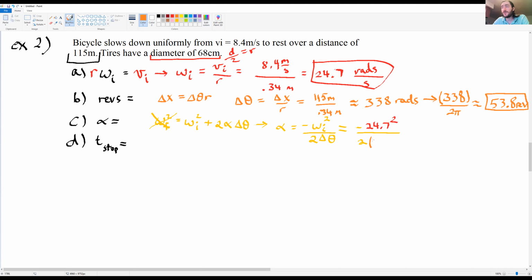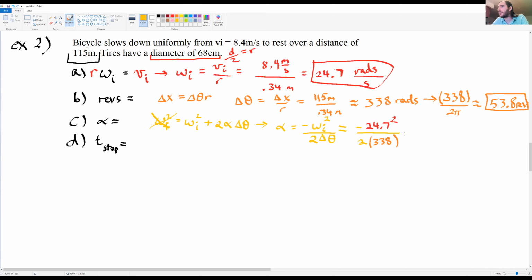Make sure you use delta theta in radians. Do not plug in revolutions here by mistake. It has to be 338 radians. Actually, I'll just go ahead and leave the units off here, since I already chose to leave them off for the other quantities there.